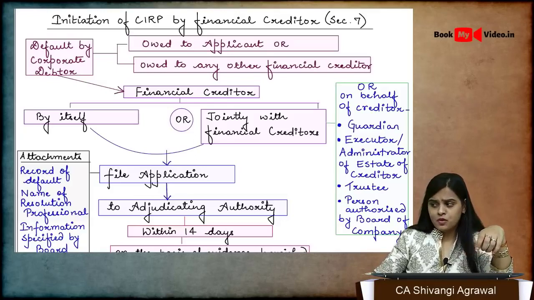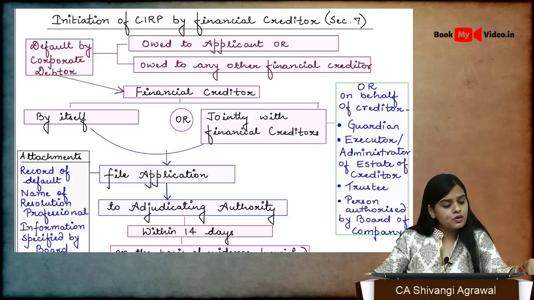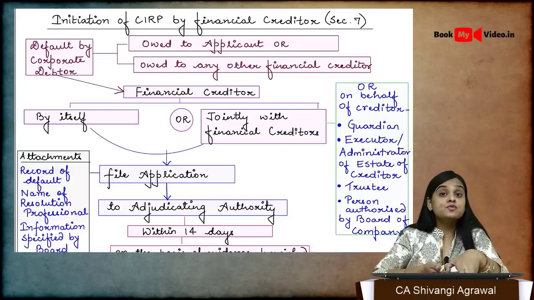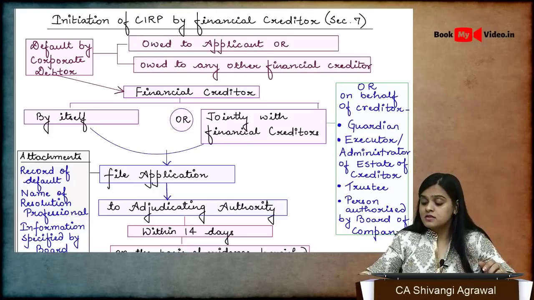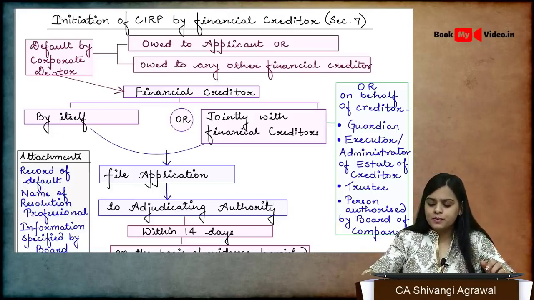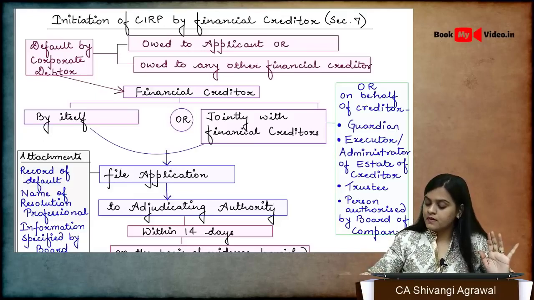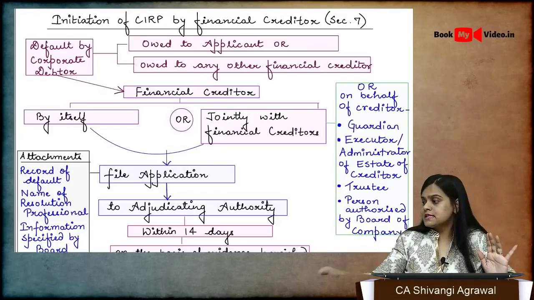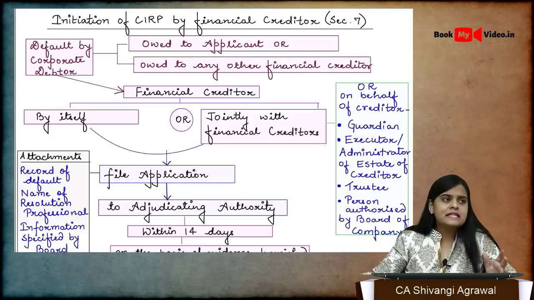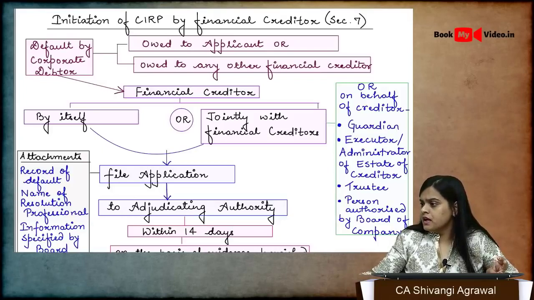Wherever an enterprise defaults, the control of the enterprise is not going to stay with them. It is going to shift to the committee of creditors, who assess all the proposals and everything and try to revive the enterprise. If it cannot be revived, they are going to take it for liquidation.